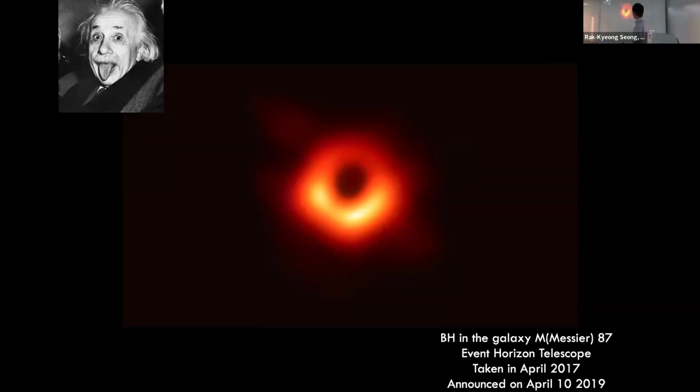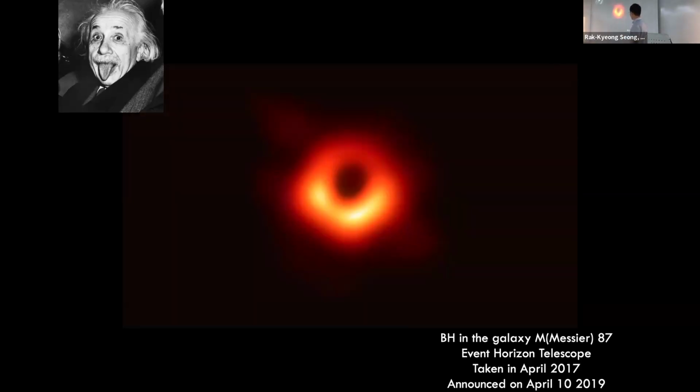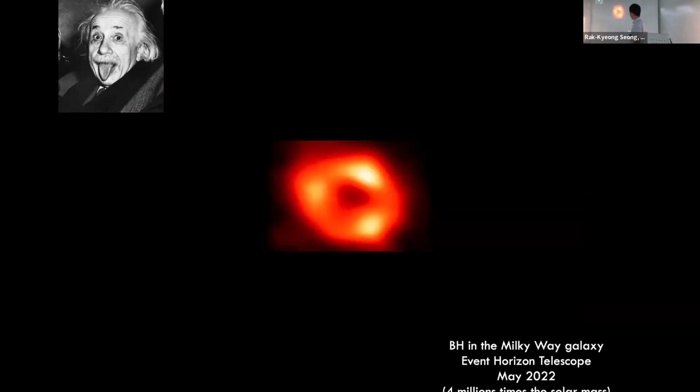And nowadays, if you say gravity, then you will also think about black holes, about Einstein. This is the image of a black hole. And Einstein's theory predicted there should be some strange object in the sky, which is called a black hole, right? And this is another image of a black hole, this one in our galaxy.